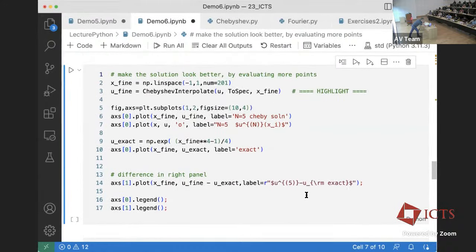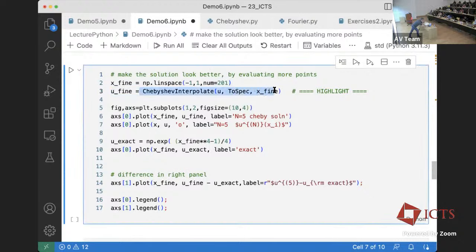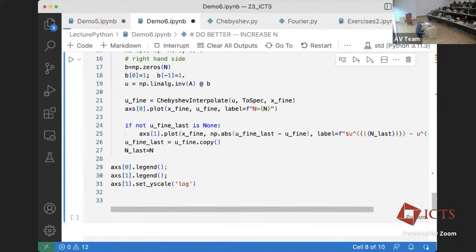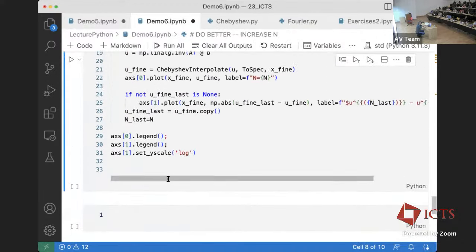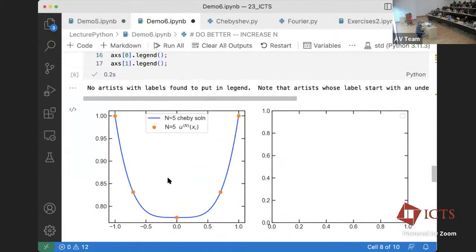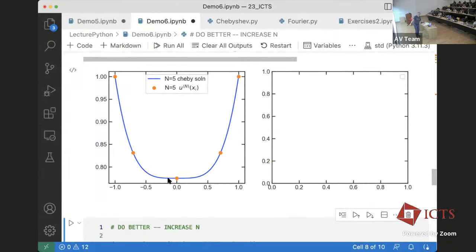So let's see what we have here. We have a grid of 200 grid points. Here's now my Chebyshev interpolate to the fine grid. And if I do this, then what looked to be this rather discontinuous curve is actually a function like this that starts at 1, goes down, goes back up.